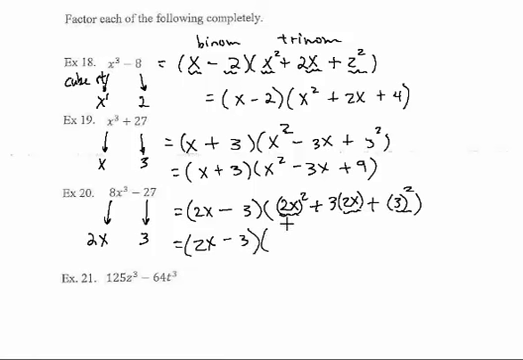And now we just go back and square our numbers for our trinomial, and we get a 4x squared, a 6x, and a 9.